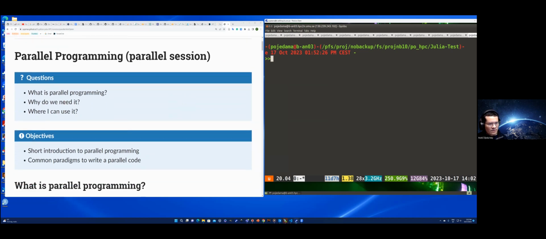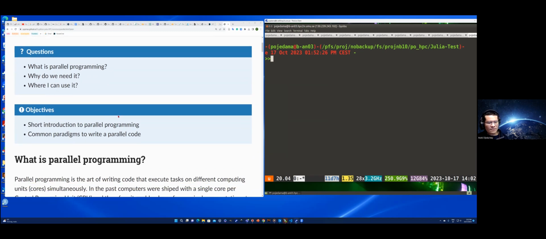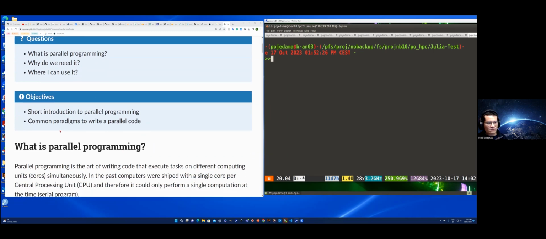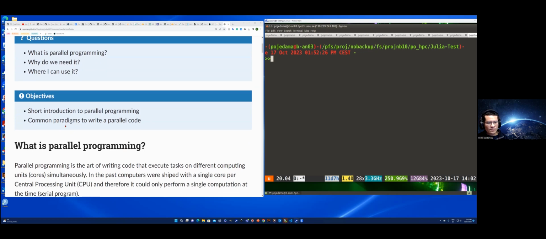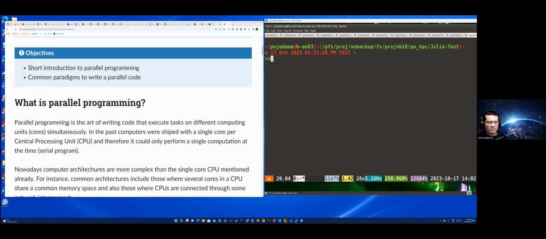So we will talk about what is parallel programming, why do we need it, and where can we use it, and also a short introduction to parallel computing programming, and also the most common paradigms to write parallel code.